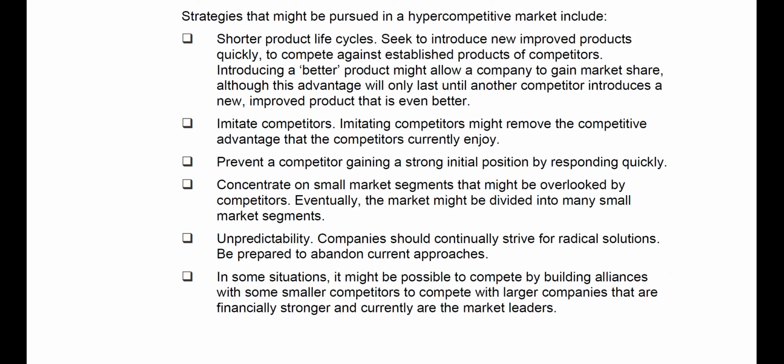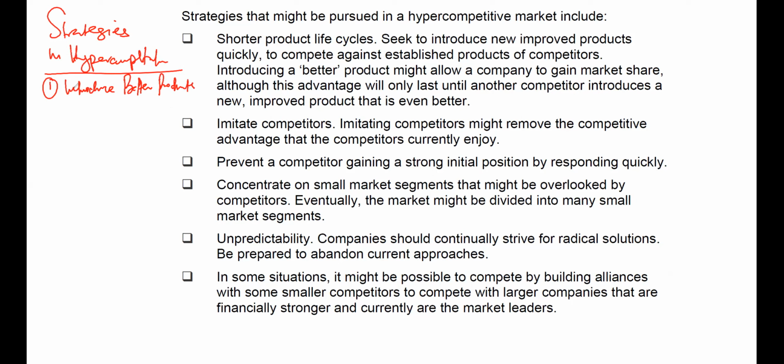So what are some of the strategies in hyper competition? Let's summarize them. You need to write them down because this thing has never been examined before. Maybe for the first time, who knows? It has never, ever been examined, but all the other ones have been examined, except this one. So who knows? What is the first strategy? Introduce better products, right? Introduce better products with what? Shorter what? Shorter product life cycle.